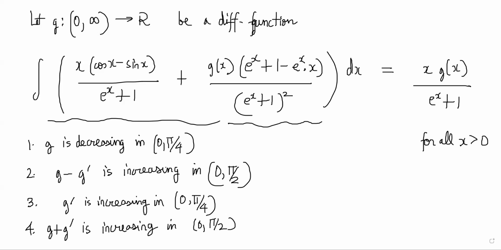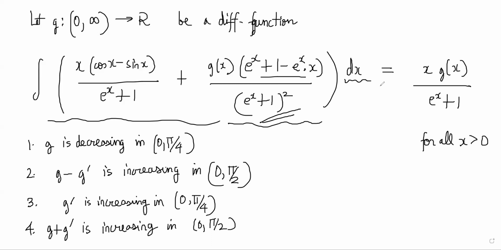Okay. So if you take x by e to the power x plus 1 as t, you get e to the power x plus 1 minus e to the power x minus x by e to the power, that whole thing as dt. So it'll become t into cos x minus sin x plus g of x dt. Why are you calling it t and dt? There is already a dx there. There will be double dt and dx.